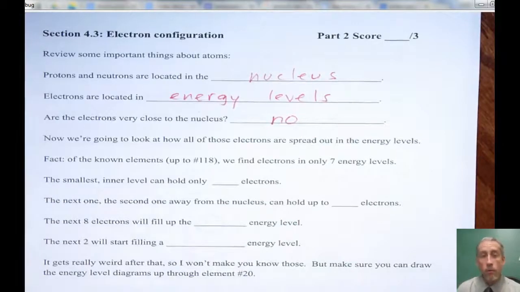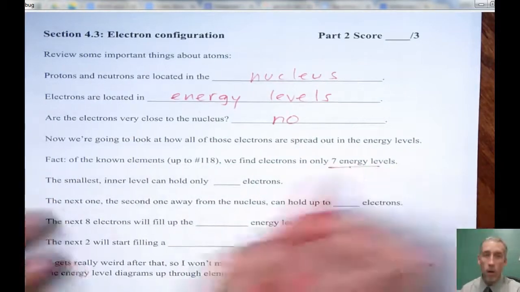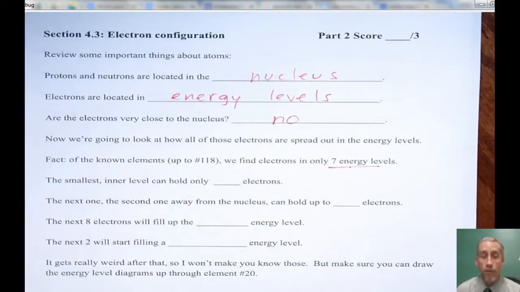As you remember from the little diagrams on the puzzle, these energy levels, or the orbits, there are up to 7 of them. And that's just a little fact that we know: any of the electrons we've ever found, when I say we, I mean scientists, have been found somewhere in the first 7 energy levels. That doesn't mean there aren't more. We've just never found any elements that have electrons in anything higher than the 7th one.